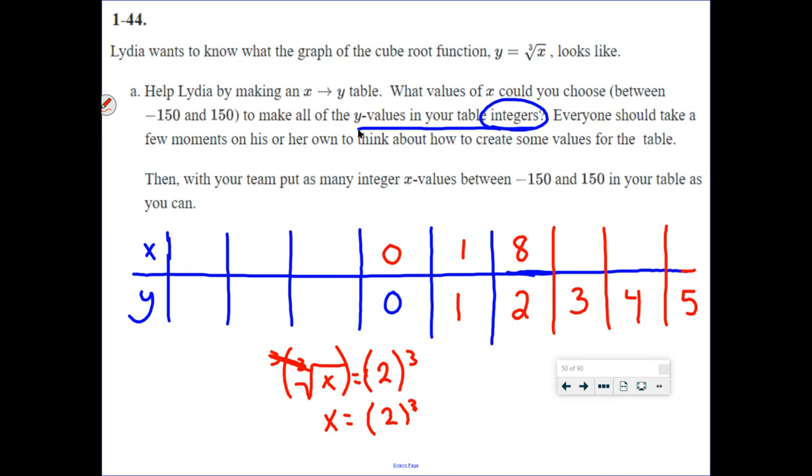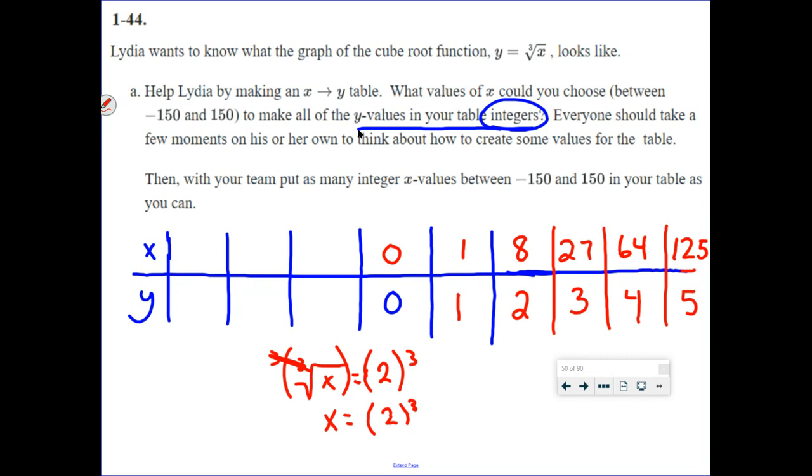Okay, if you unpaused it, here we go. So 3 to the third power. What's 3 to the third power? 3 times 3 is 9, times 3 is 27. 4 to the third power. 4 times 4 is 16, times 4 is 64. 5 to the third power. 5 times 5 is 25, times 5 is 125. How about 6 to the third power? Well, 6 times 6 is 36, times another 6 would be 216.